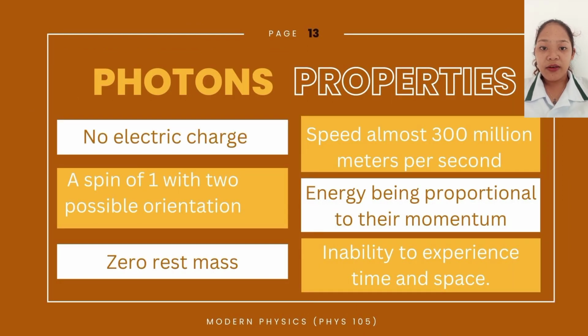Again, photons have specific properties. Photons have no electric charge, a spin of 1 with 2 possible orientations, and a zero rest mass, which make things about photons possible. Their speed is almost 3 million meters per second, their energy is proportional to their momentum, and they are unable to experience time and space.